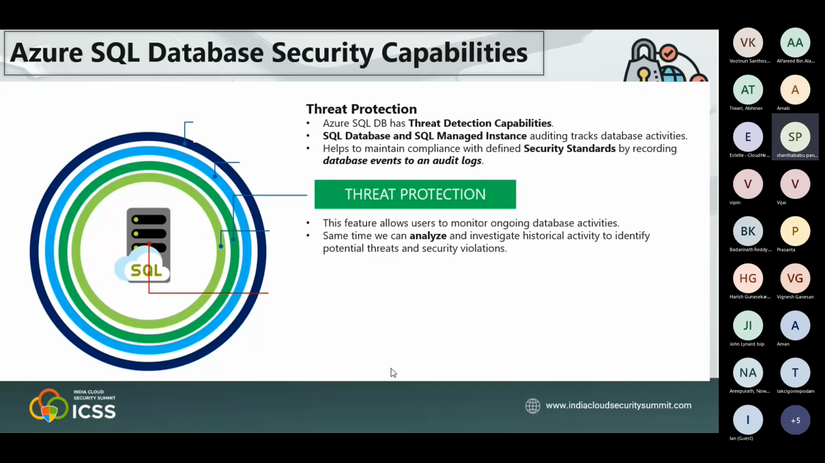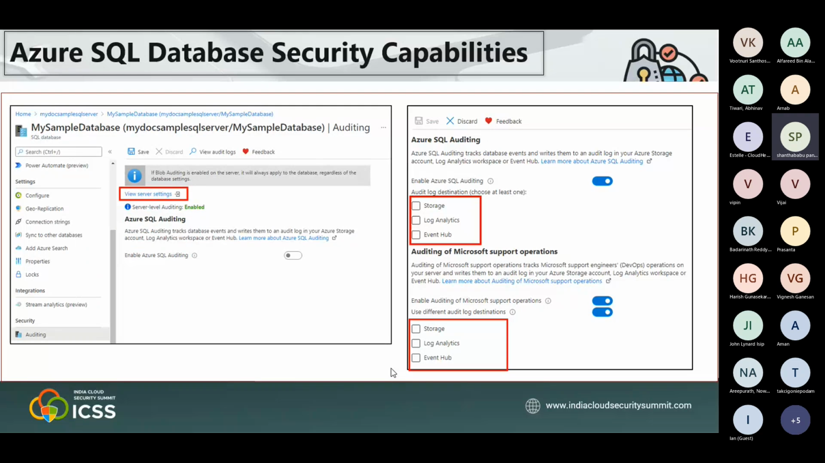With the help of that, we can find out whether any security violations happen or not, or whether any potential threats are running over there. We can identify that with the help of threat protection. This is a simple window, that's what I'm telling. In the past we struggled to get that, but Microsoft most of the time gives things that make our life easy.